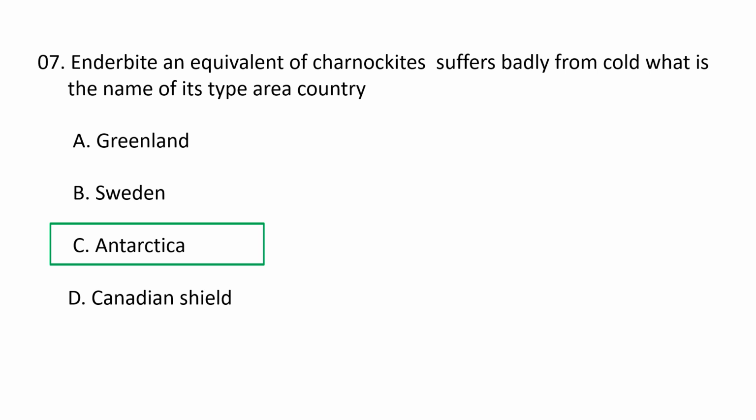In geology, enderbite is an igneous rock of the charnockite series consisting essentially of quartz, antiperthite or perthite, orthopyroxene, which is usually hypersthene, and magnetite, and is equivalent to an orthopyroxene bearing tonalite. So it is named for its occurrence in Enderby Land in Antarctica. So C is the correct option.